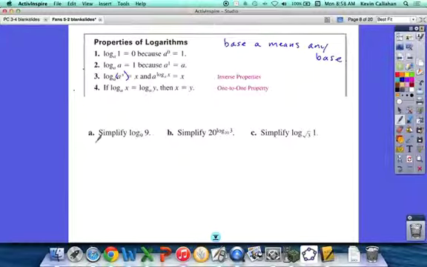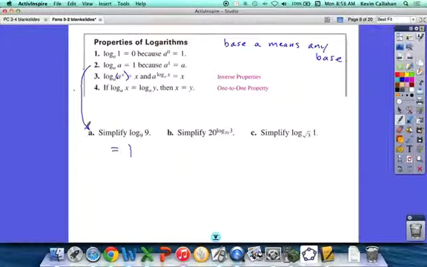Okay, look at this one here. Simplify log base 9 of 9. Which one of these properties would be used? 1, 2, or 3? Log base 9 of 9. 2. Log base a of a equals 1. So that's the second property. That's this one.